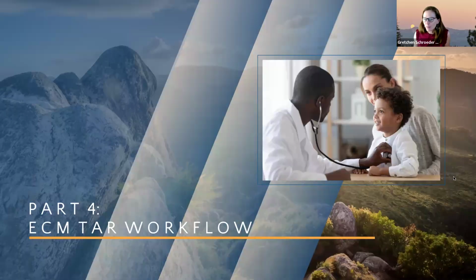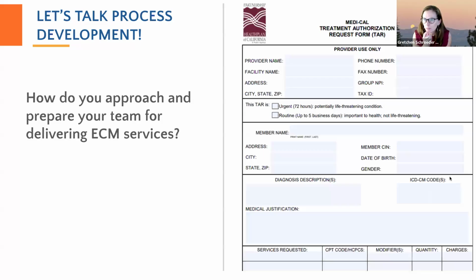So now we wanted to spend some time in our CPI just talking about workflows. And I think there's a lot of different things we can look at, but we really wanted to start out with looking at the ECM TAR workflow. And for this, I'm going to turn it over to Amber to help guide us in this conversation.